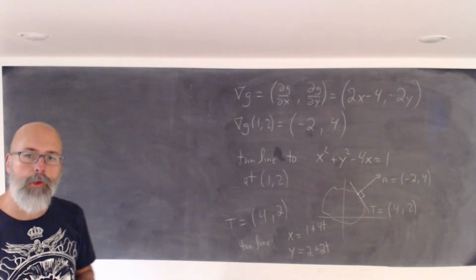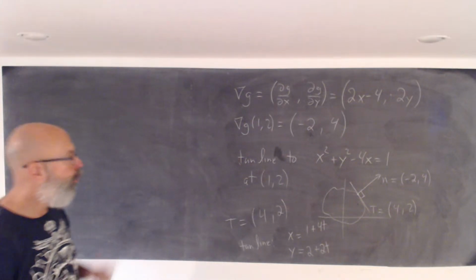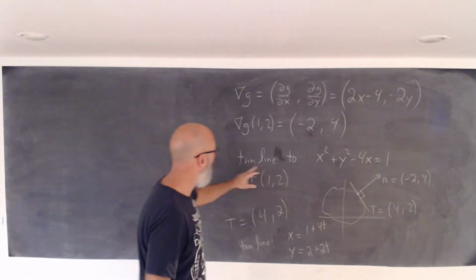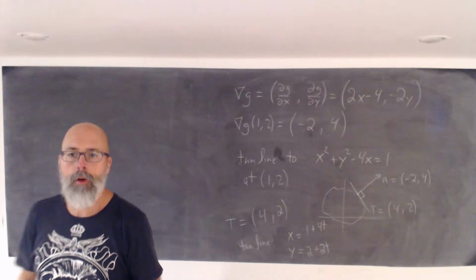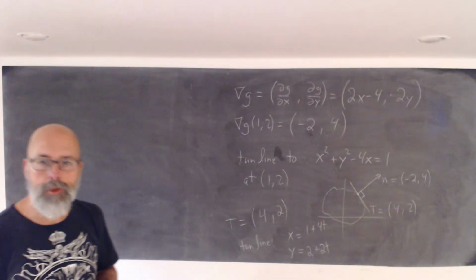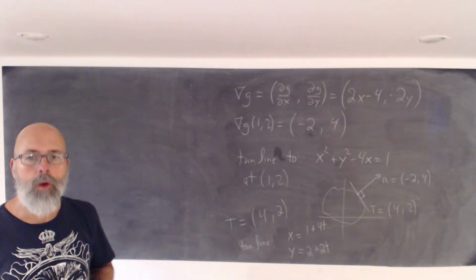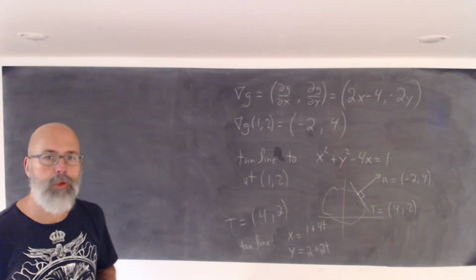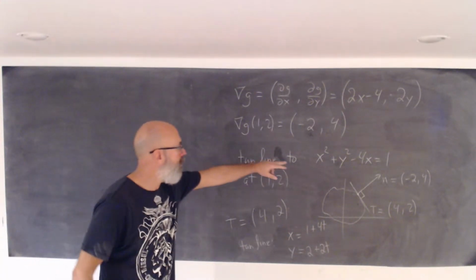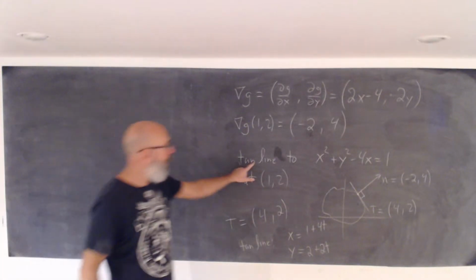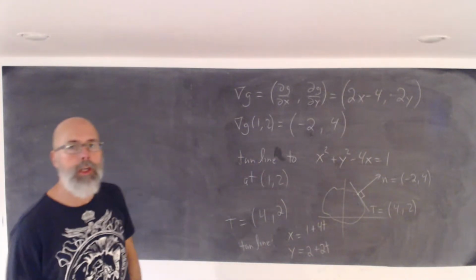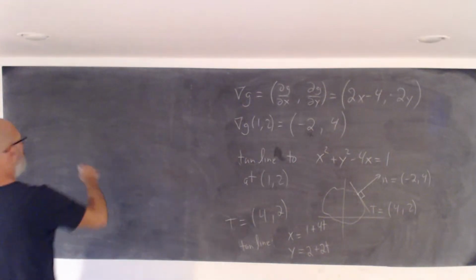But let's redo this in a way that we are familiar with. What are we looking for? We're looking for the tangent line. So you know you can use any t as long as it's orthogonal to the gradient. Absolutely. Let's redo this question in a way that you're familiar with. We're looking for the tangent line, so all we need is dy dx.